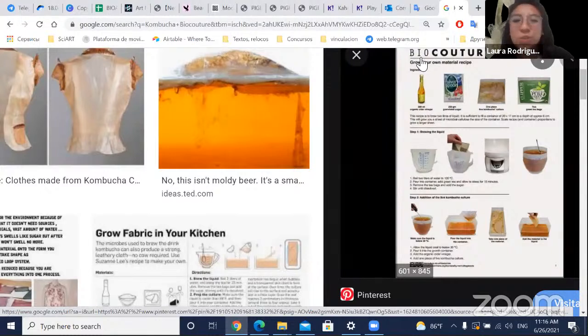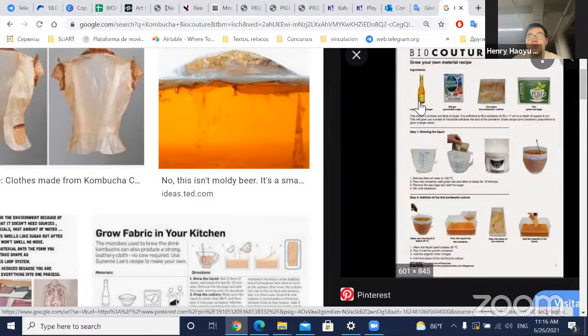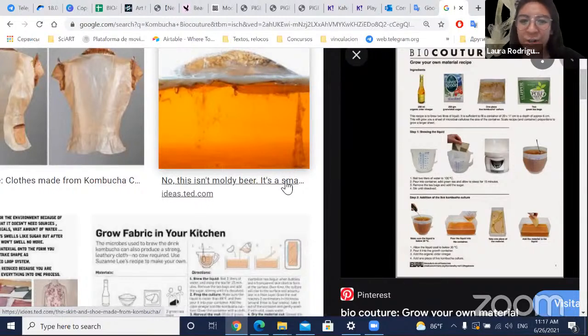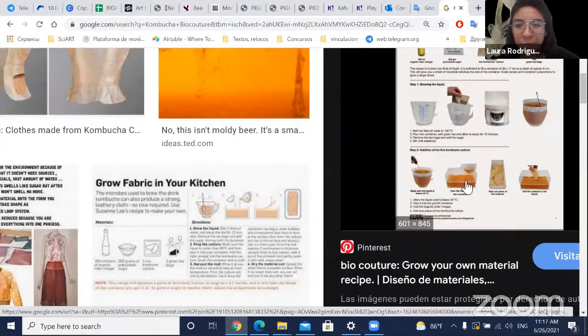Have you ever drunk kombucha? You know this drink? Yeah. It is a tea. This tea has different bacteria and yeast, and one of the bacteria is called Acetobacter. This Acetobacter creates bacterial cellulose. It comes as a layer of cellulose, so you can grow it in big containers, and you will have a big layer of cellulose.